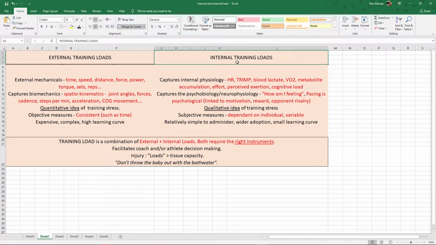On the other hand, you have internal training loads. That is internal to our body. That captures the physiology and the psychobiology and the neurophysiology of things as we exercise. So very popular among this is HR, which is heart rate. TRIMP is a system analysis for heart rate. I won't get into that, but TRIMP is also used, especially by scientists for research.